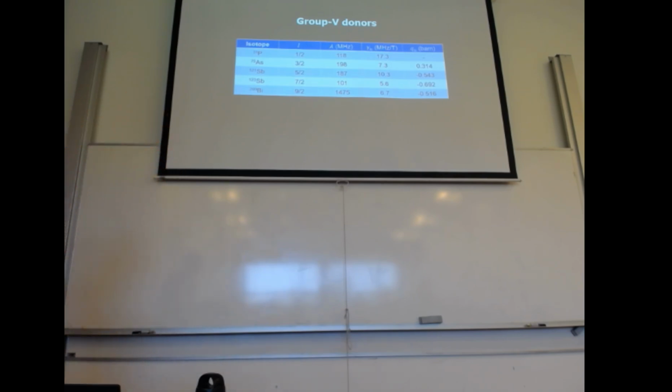Now let's look at the periodic table and the group 5 donors. Okay. This one is completely understood and controlled, I would say, 31 phosphorus. So of course it is tempting to look at these other donors that have large nuclear spins.